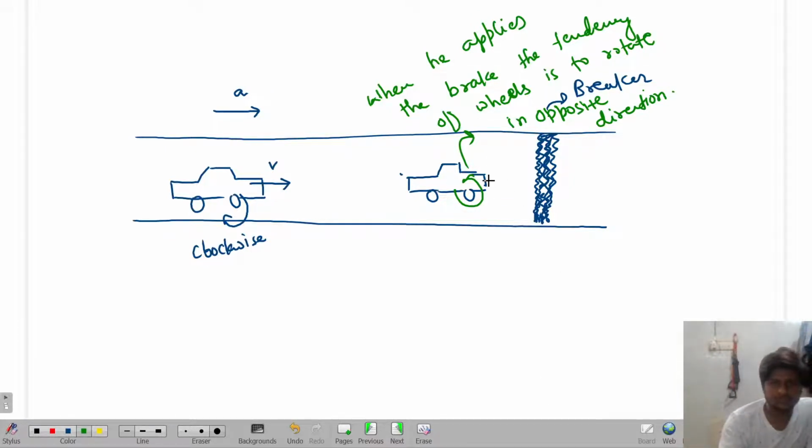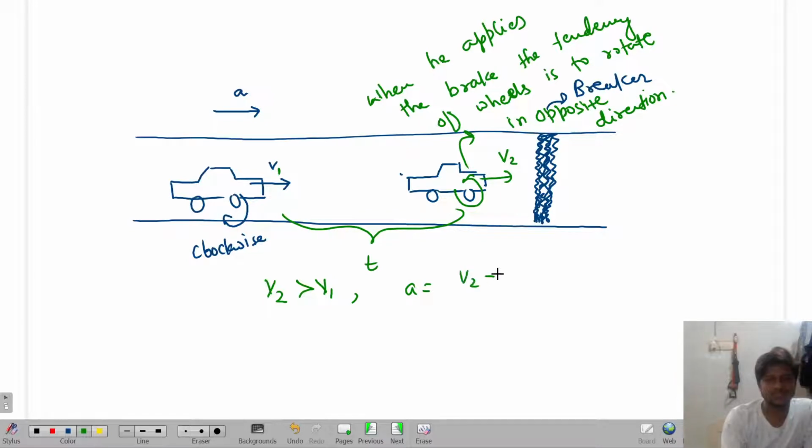So now let's suppose I have an initial velocity v1, and a final velocity v2 after traveling time t. If this velocity v2 increases with respect to v1 in time t, I call this acceleration: v2 minus v1 divided by time. Yes or no? I call this my acceleration.